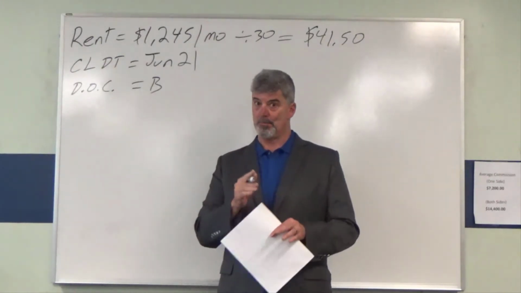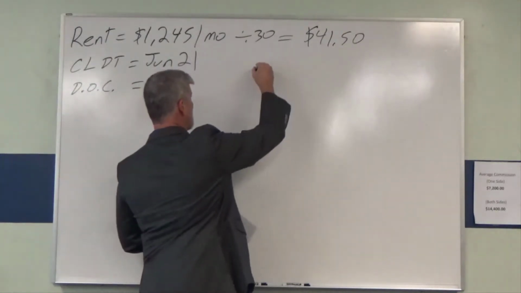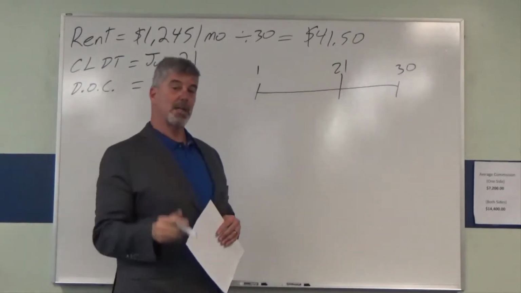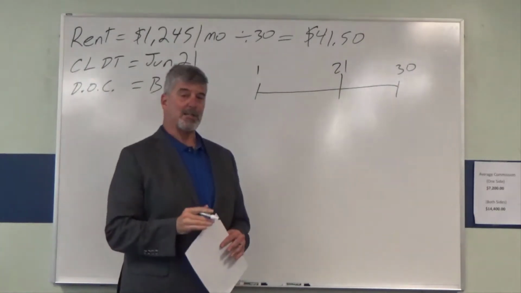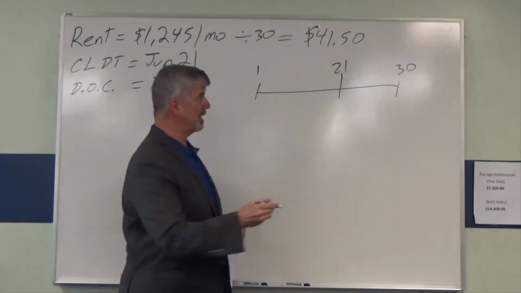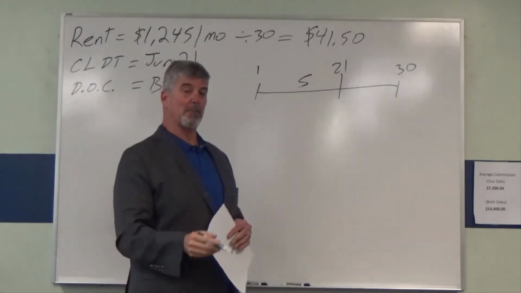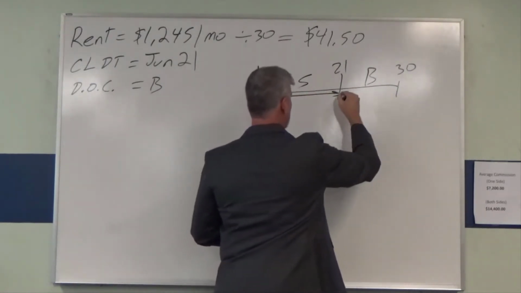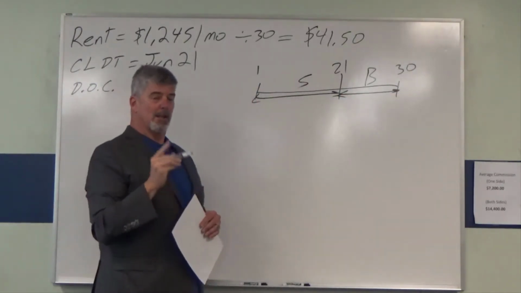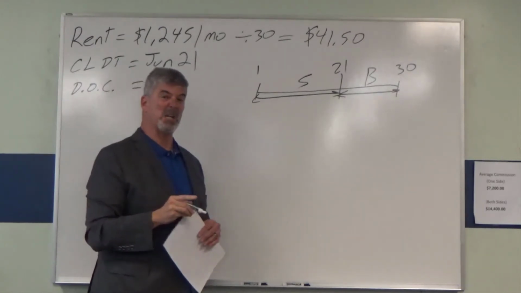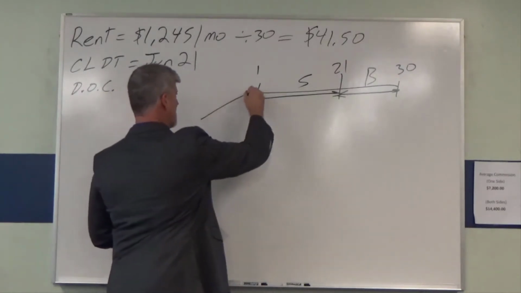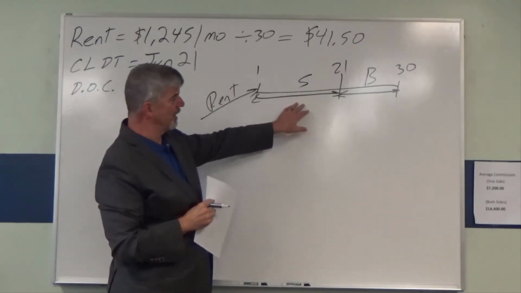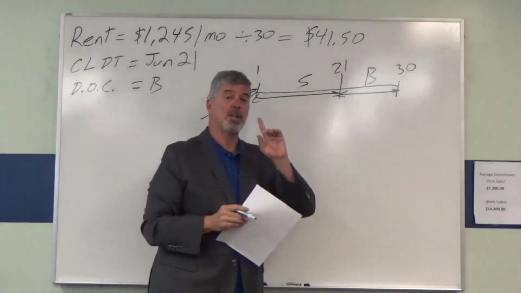Let's break June up again on the board. So it has 30 days. We're closing on June 21st. The challenge of the proration is that the seller owned the home from the beginning of the month to the closing date. The buyer owns the property from the closing date to the end of the month. Think about this. On the first of the month, the seller went to their mailbox and there was a check for $1,245. The seller gets to keep these days because they were the owner landlord. But the buyer gets these days because they're the new owner landlord.